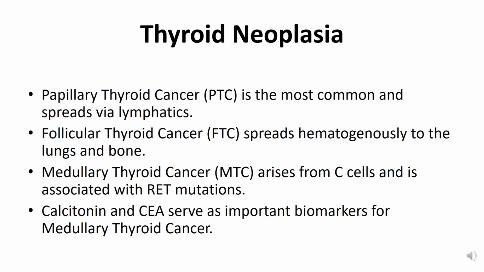Thyroid neoplasia refers to abnormal growths arising from thyroid tissue, ranging from slow-growing tumors to aggressive endocrine cancers. Understanding how these cancers spread and behave is critical for diagnosis and treatment. The most common thyroid malignancy is papillary thyroid cancer, often called PTC. Papillary thyroid cancer accounts for the majority of thyroid cancer cases worldwide. It usually develops from thyroid follicular cells and tends to grow relatively slowly.